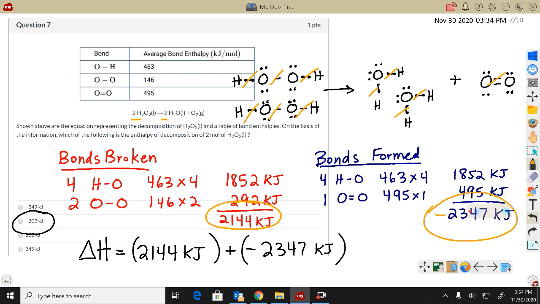Making bonds and breaking bonds requires the same amount of energy. The difference is just the direction of the energy flow. Well, then the overall delta H is a comparison of these 2 quantities. And so I get a negative 203. A little bit more energy is released when the new bonds form on the product side. Sweet.